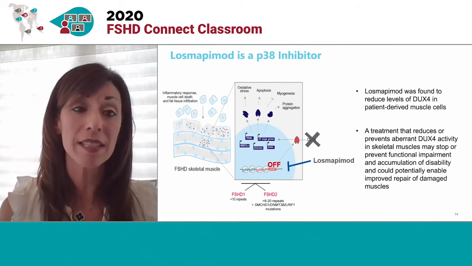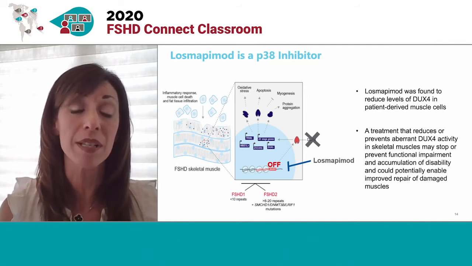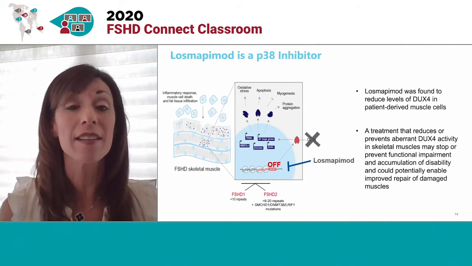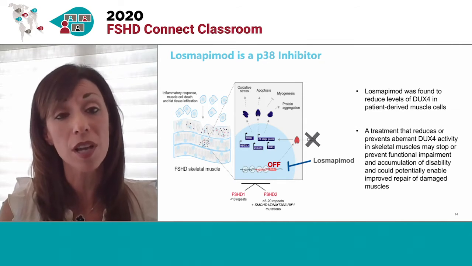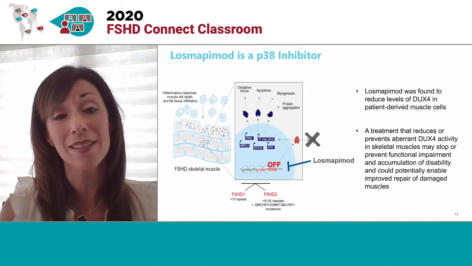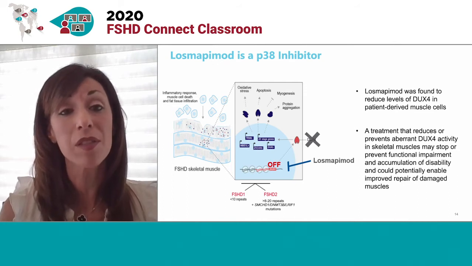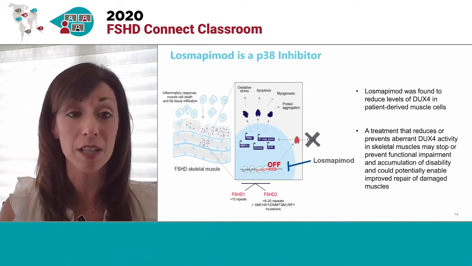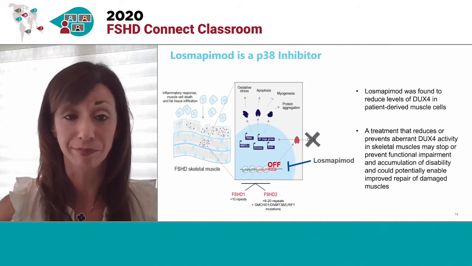And one of the reasons losmapimod was so attractive as a development candidate was not only because of its properties to inhibit P38, but also because it had been tested in 10 different other indications, and there was a very large safety database. And that safety database showed us that there are few or relatively benign side effects associated with losmapimod in those patient populations that were tested.